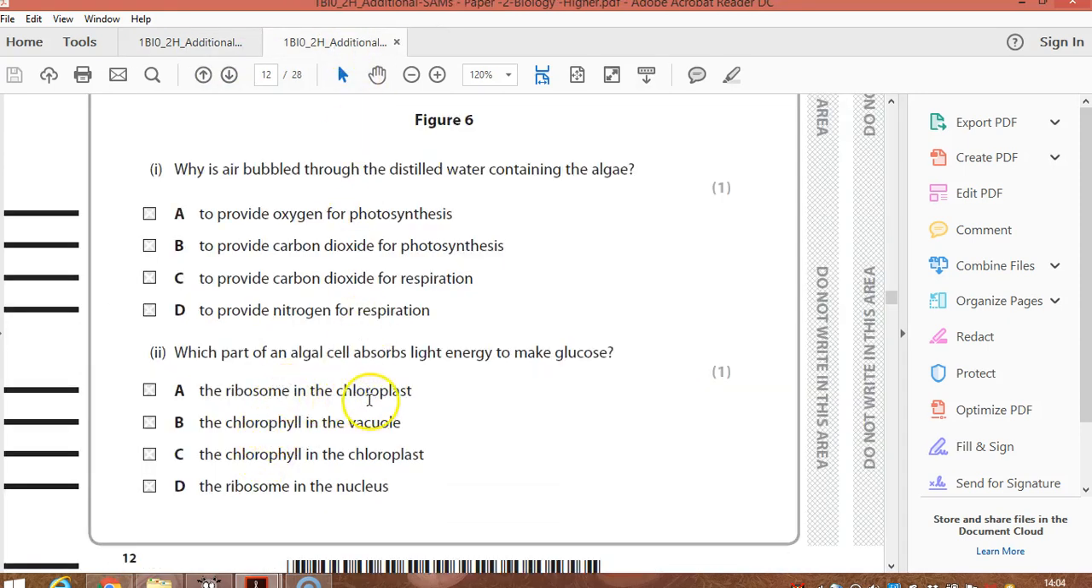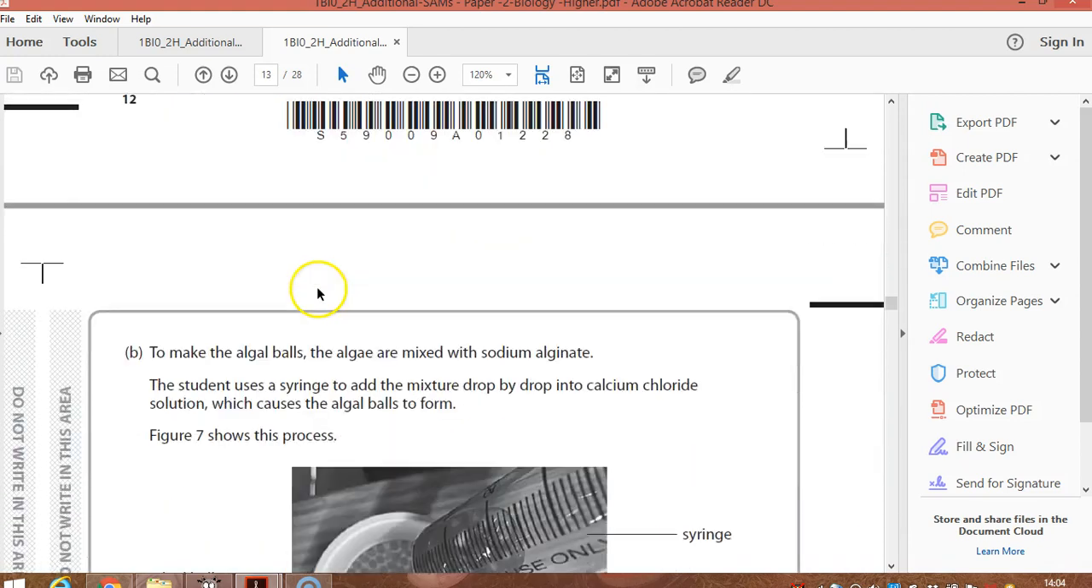So there aren't ribosomes in the chloroplast, there isn't chlorophyll in the vacuole, the chlorophyll's in the chloroplast, and there aren't ribosomes in the nucleus, and they don't absorb light anyway. So that is testing you on your parts of a cell, which goes back to chapter 1. So remember, part 1 is also tested in paper 2.